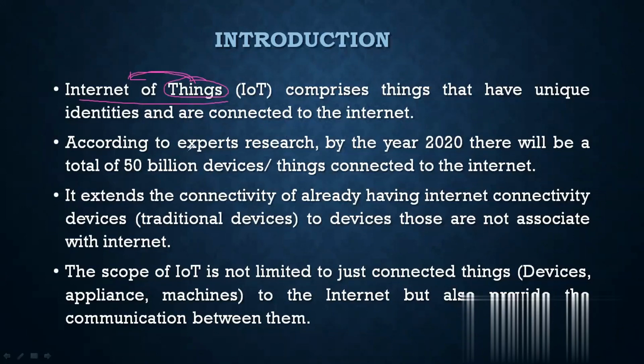According to expert research, by the year 2020, there will be a total of 50 billion devices or things connected to the internet all over the world. So here we can say things can be devices or nodes. All are the same only.